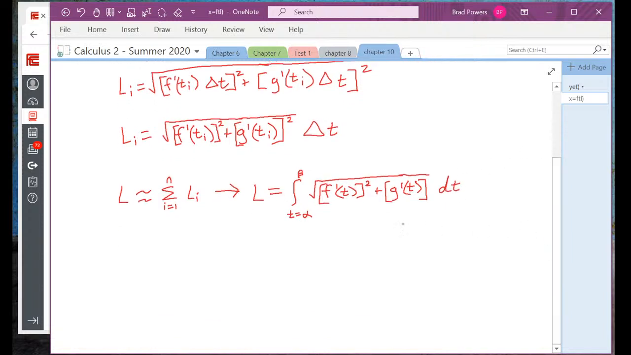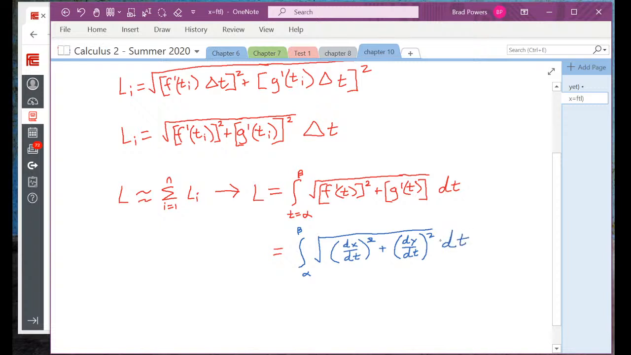And again, the Leibniz notation is sometimes a little bit more friendly when it comes to this stuff. So let's write it in Leibniz notation. Again, it would be alpha to beta. f prime of t is the same as dx/dt. So square root of dx/dt squared plus g prime of t, that's going to be dy/dt, squared dt.